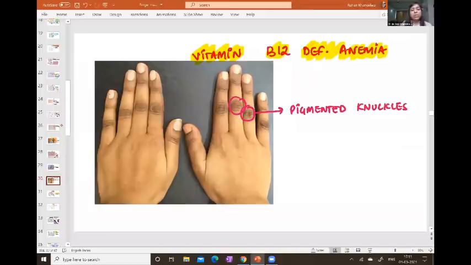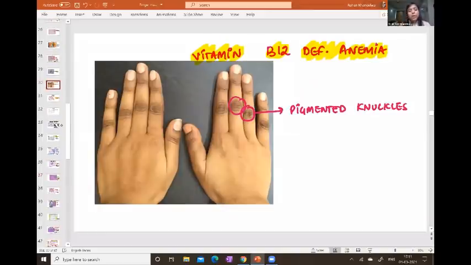Next, this image was asked in the INI-CET exam recently, students. In this image, can you see there is pigmentation of the knuckles? This exact image was asked in this year's exam, right? This pigmentation of knuckles is indicative of vitamin B12 deficiency anemia, right? So two images which you can see if the patient has megaloblastic anemia due to B12 deficiency. One, there is pigmentation of the knuckles. Another, macro-ovalocytes and hypersegmented neutrophils.